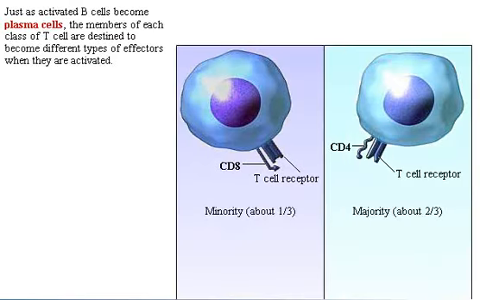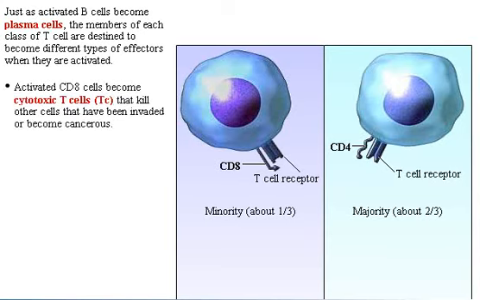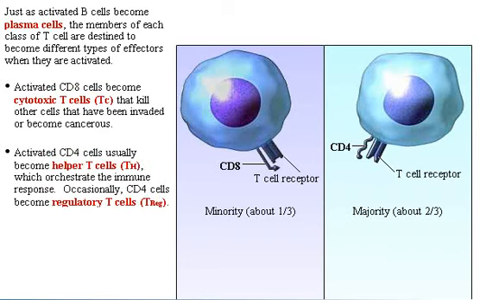Just as activated B cells become plasma cells, the members of each class of T cell are destined to become different types of effectors when they are activated. Activated CD8 cells become cytotoxic T cells, the foot soldiers of the immune system that kill other cells that have been invaded or become cancerous. Activated CD4 cells usually become helper T cells, which orchestrate the immune response like an officer directing his troops. Occasionally, CD4 cells become regulatory T cells. Click the cell that will become a cytotoxic T cell.